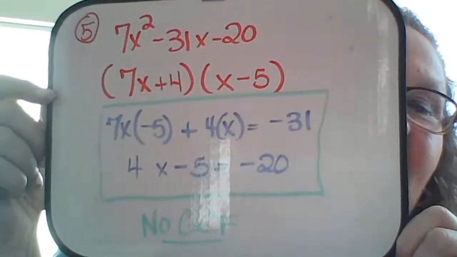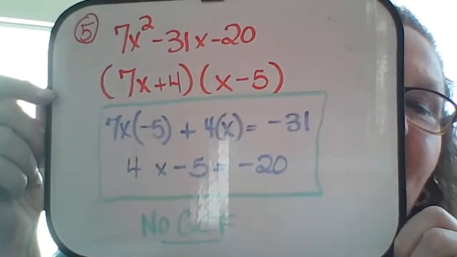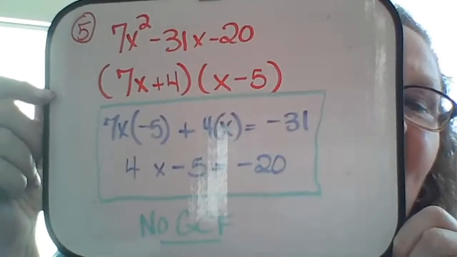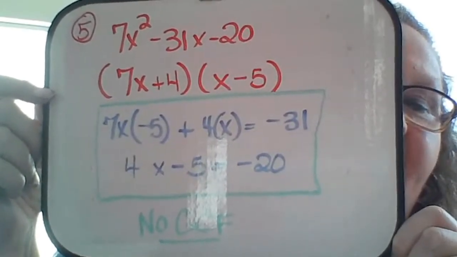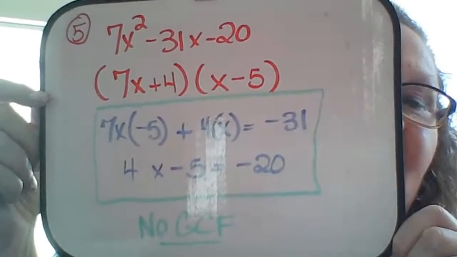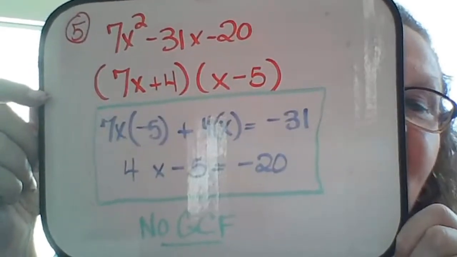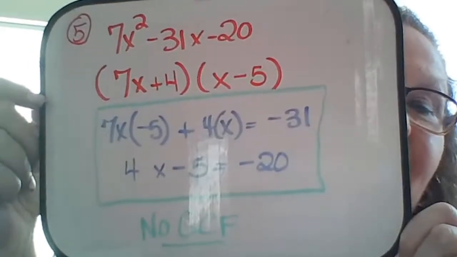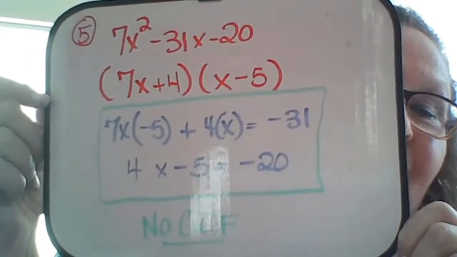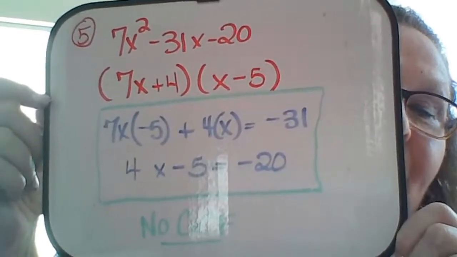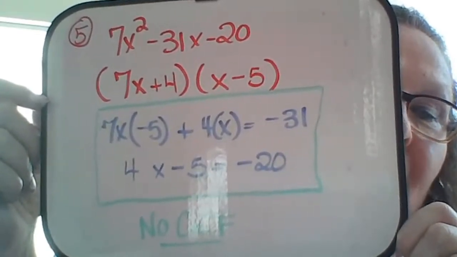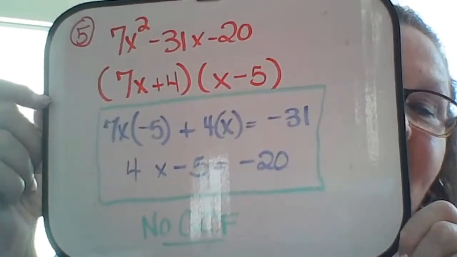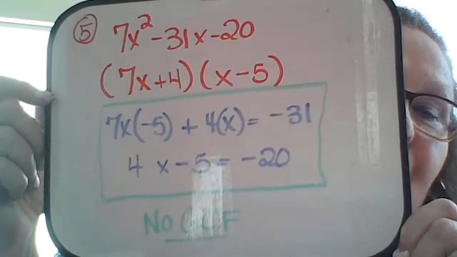So what I try to do is I think of two numbers that when I multiply them would give me negative 20, and I think of 4 and 5. And I think, okay, if I take 7 and multiply that by 5, it's going to give me a 35, and then a 4 times x is going to give me a 4. I can get 31 out of 35 and 4. The way I can do that is I say 7x times negative 5 plus 4 times x would give me negative 31, which is my middle term. And then, of course, if I take my outer terms in each set, 4 times negative 5 would give me negative 20.